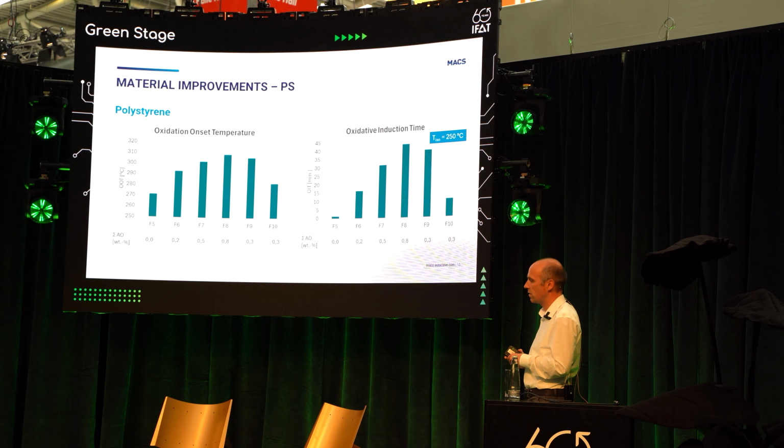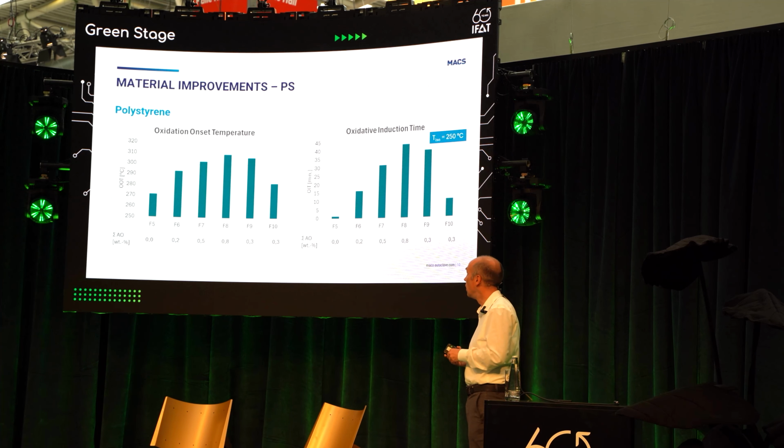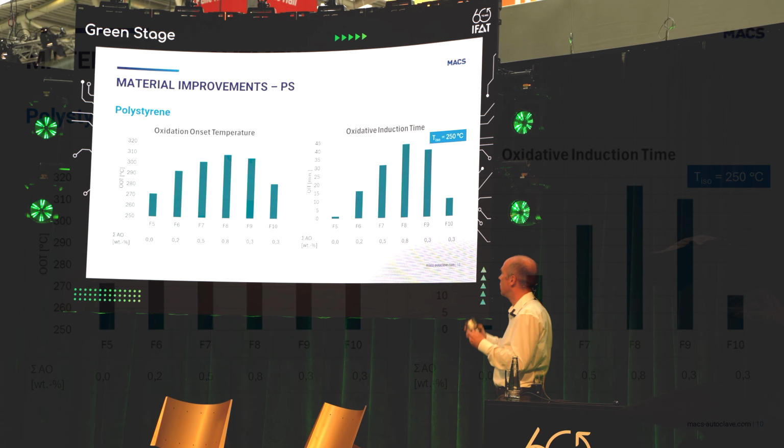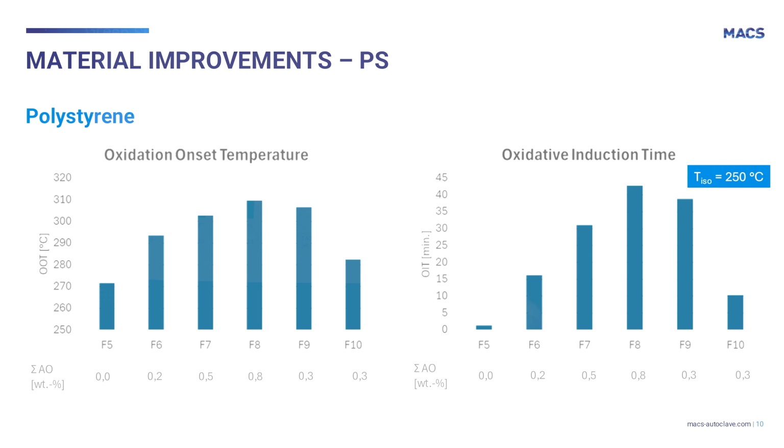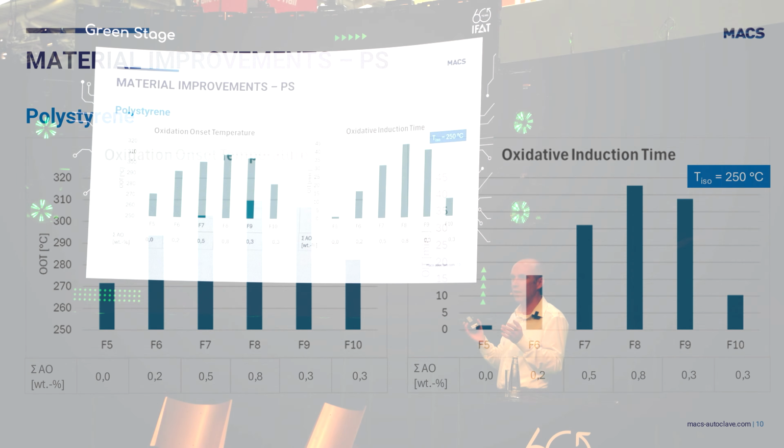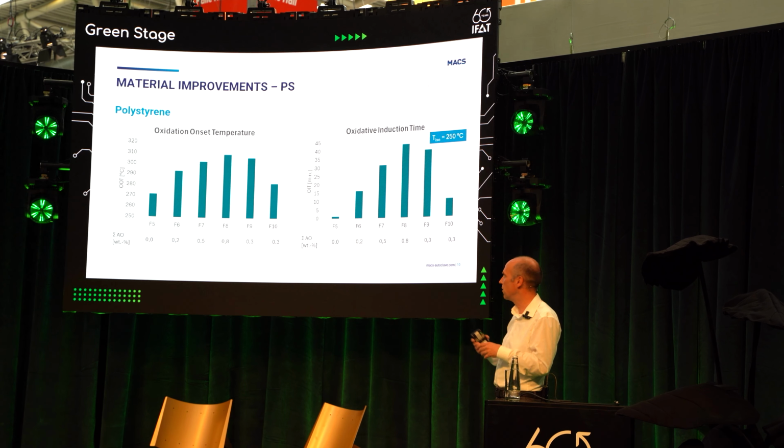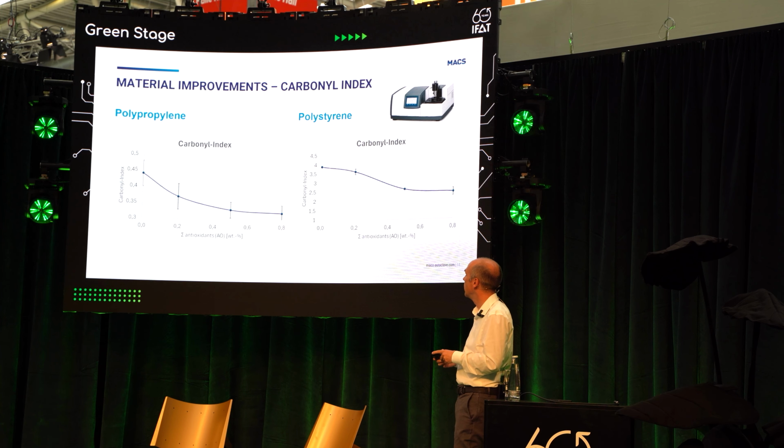Same picture for polystyrene. You could also see a higher amount of antioxidants means a higher oxidation onset temperature or a longer oxidation induction time. Interesting is formulation F9. You do not necessarily need a large amount of antioxidants. Sometimes it's just the good choice that decides whether you have a good effect or not. So yeah, it's important to choose the right additive for this.